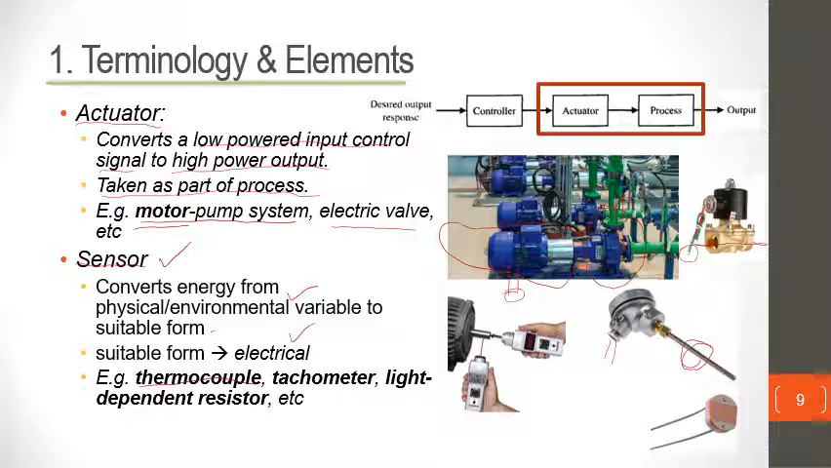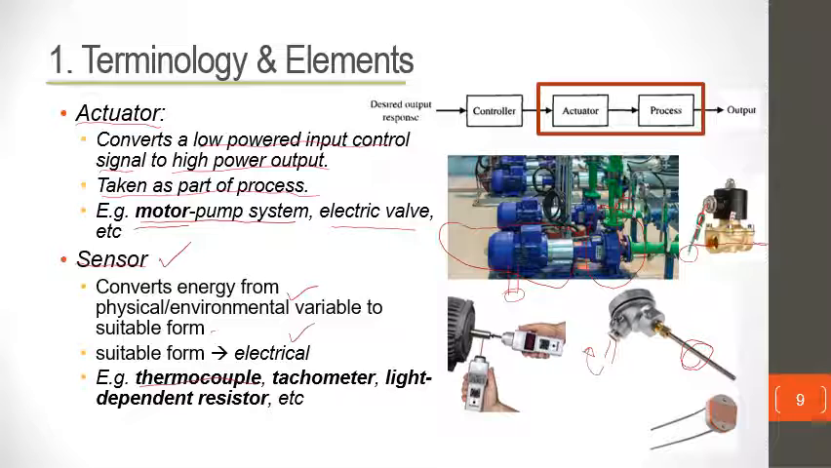So the value of the temperature that it senses from the environment, the process or the plant, is converted to an electrical input, which goes then to the controller to formulate an error signal, so that the controller can make a decision whether the desired level of temperature has been reached.